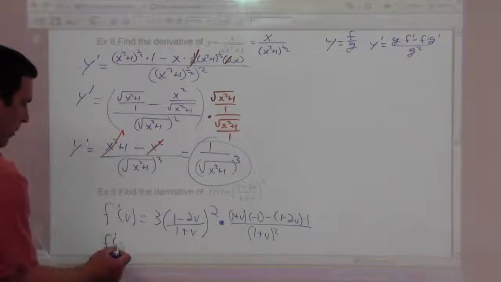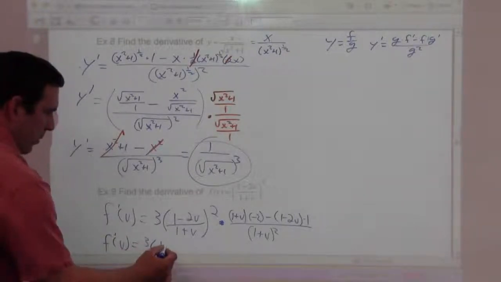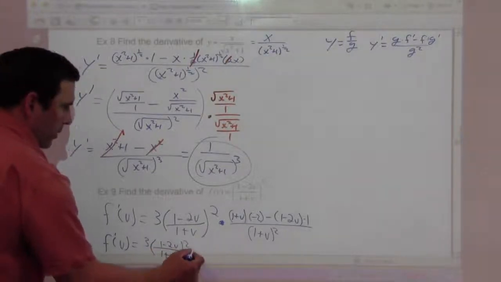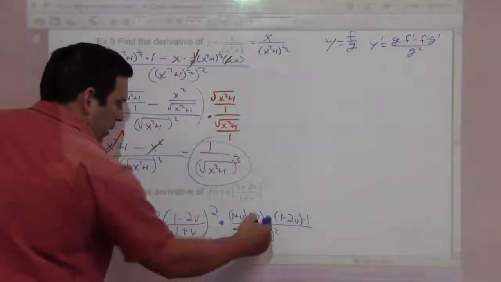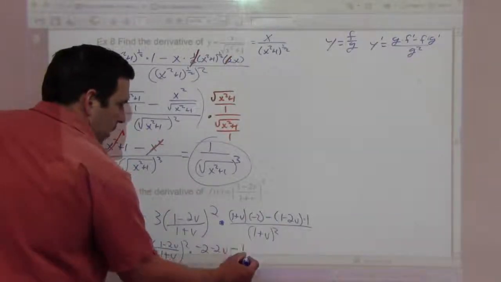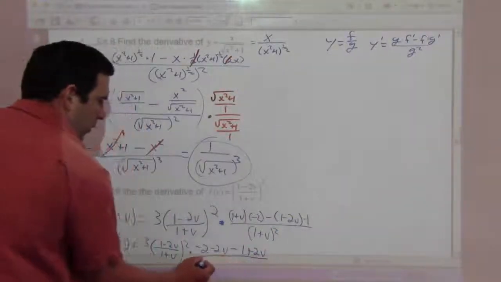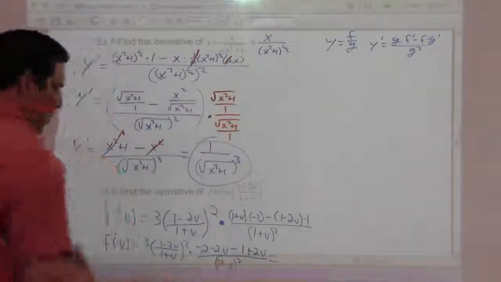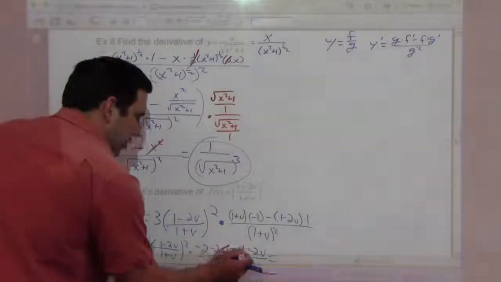So our f prime of v is going to be 3 times (1 minus 2v over 1 plus v squared) times (negative 2 minus 2v), minus (1 plus 2v over 1 plus v squared). Let's see where this is going to go. Looks like we have a minus 2v and a plus 2v.